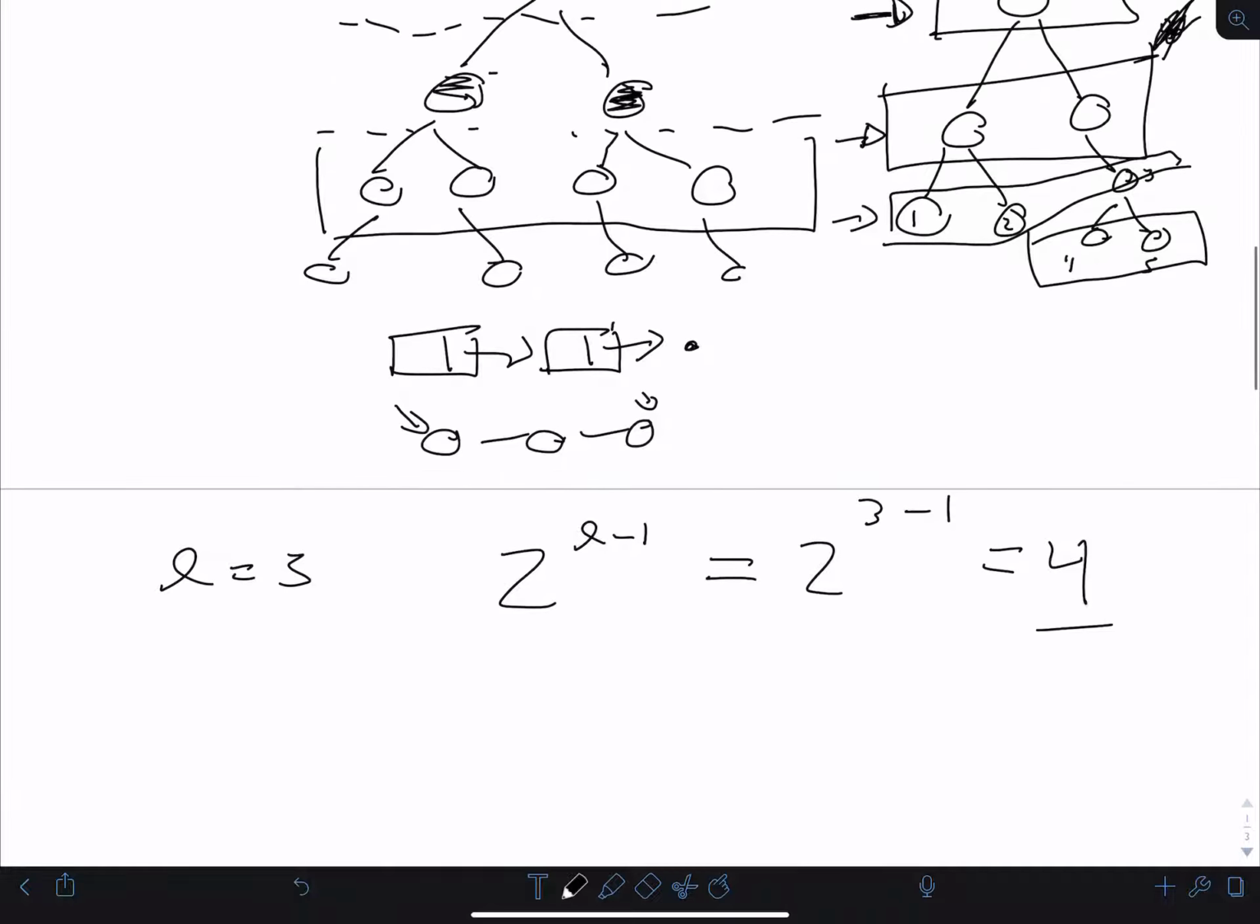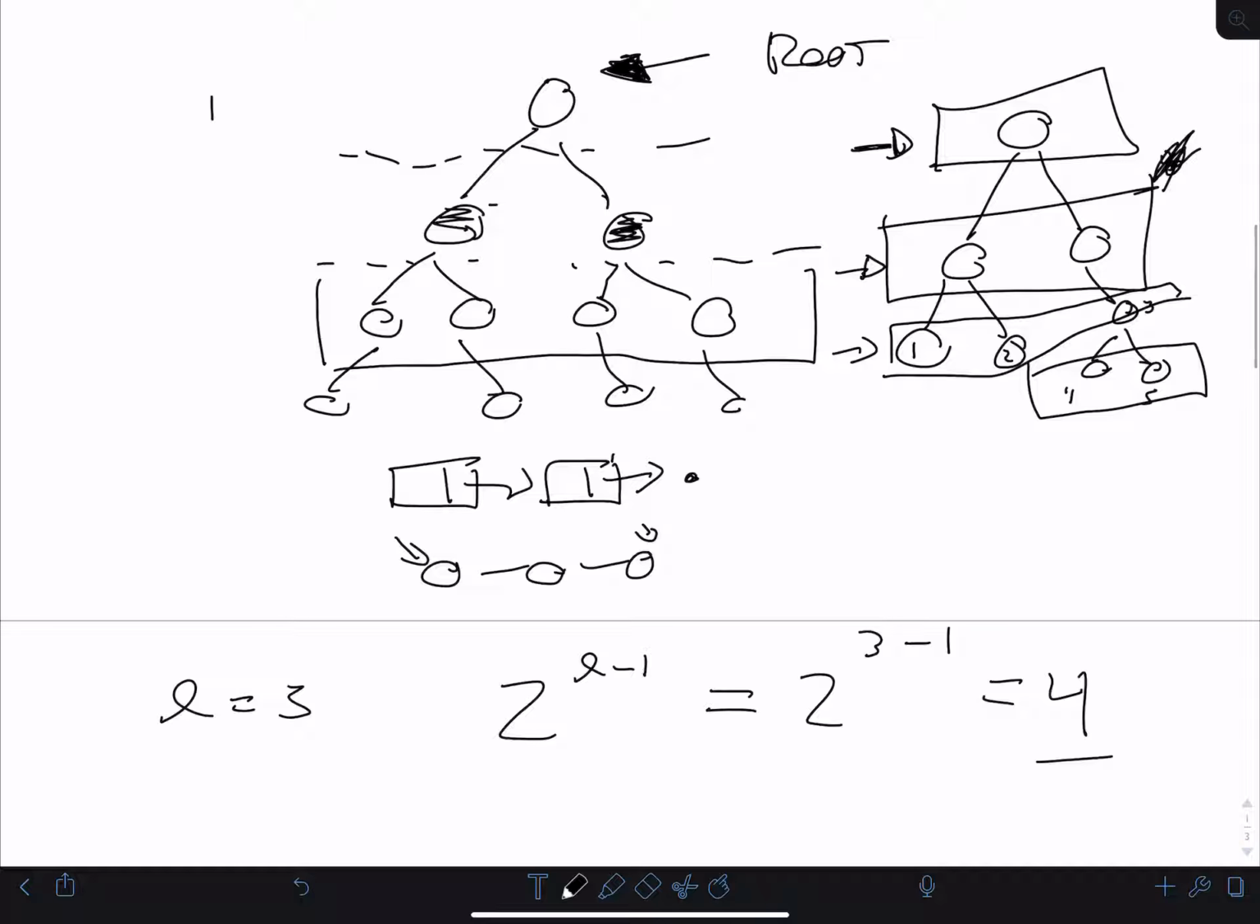So yes, that's correct. Here we have level 1, level 2, level 3, and yes, we have 4. We can't have more, right? Because the number of nodes up here is 2, and there can't be more than 2 up here because it's a binary tree, right? So that makes sense.